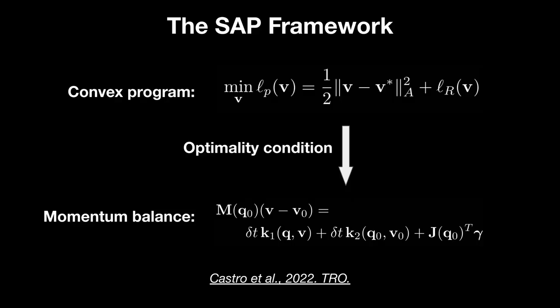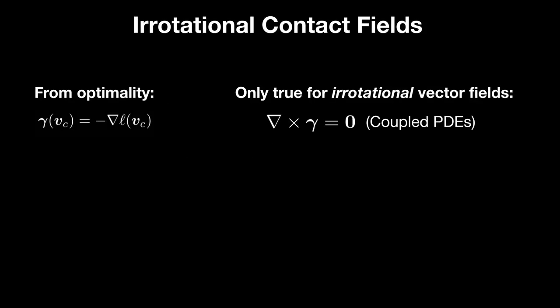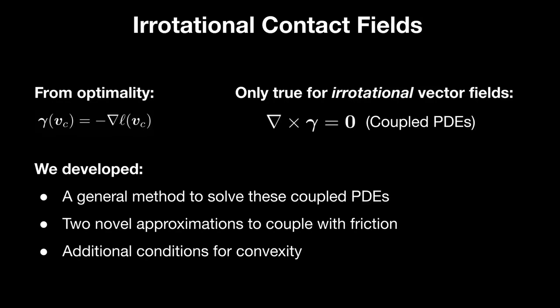Our framework allows for custom convex costs to approximate various frictional contact models. Our optimality conditions apply to contact fields that are gradients of a scalar function of velocities, called an incremental potential. Thus, the contact fields must be irrotational vector fields, a requirement that can be succinctly stated as the curl of the impulses must be zero. We derive the conditions that allow us to satisfy this criterion and solve the corresponding partial differential equations to incorporate popular contact models. Additional Hessian-based conditions ensure convexity.